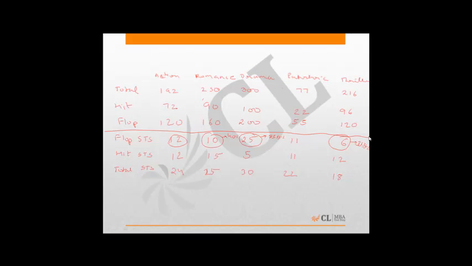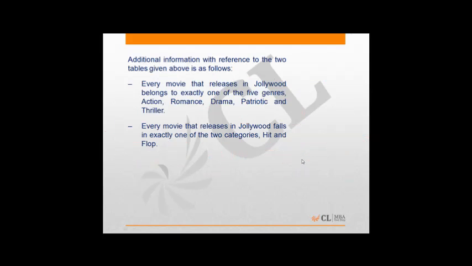The first question is the total number of STS hit movies during the given period across the three genres drama, patriotic and thriller put together was. Drama, patriotic and thriller hit movies by STS. That is, I am talking about this figure 5, this figure 11, and this figure 12. I have to add all these three figures. 5 plus 11 is 16 plus 12 is 28. That means my answer is option A.